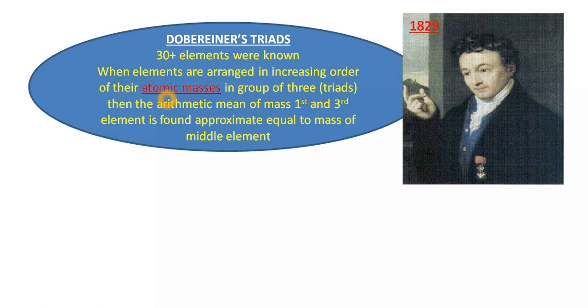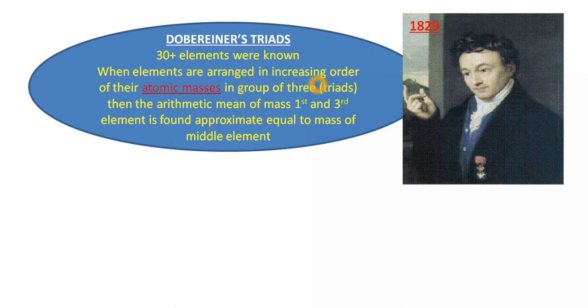Now, according to Dobereiner's law of triads, when elements are arranged in increasing order of their atomic mass, it means the one having low atomic mass comes first, and the one having higher atomic mass comes later. In this way elements are arranged in such a way that a group of three elements is formed, which means triads are formed. Triad means three, so when he arranged elements, he made groups of three elements, he made triads.